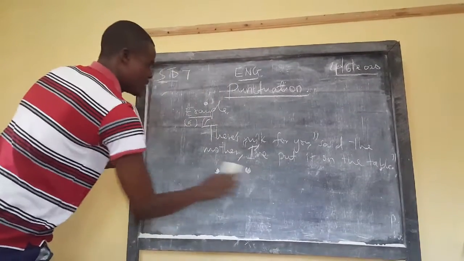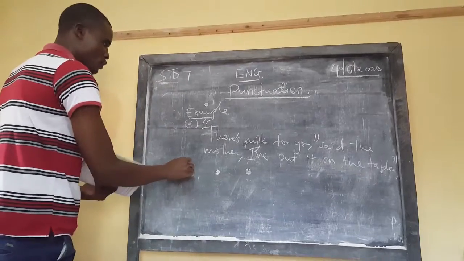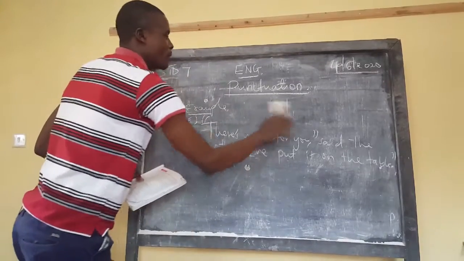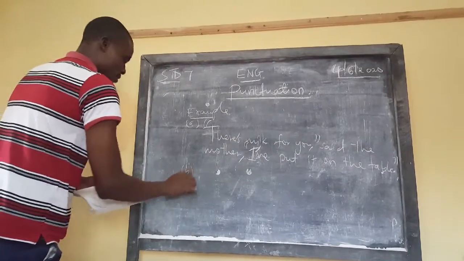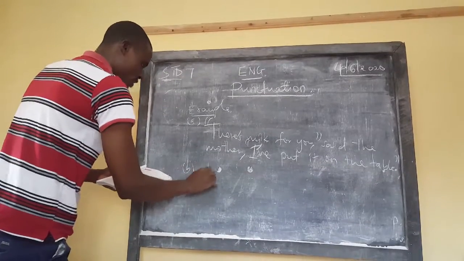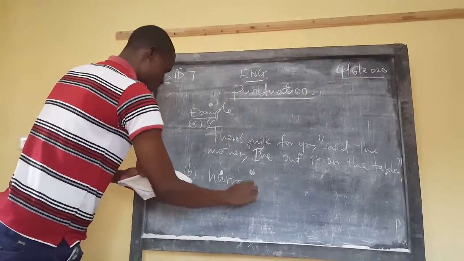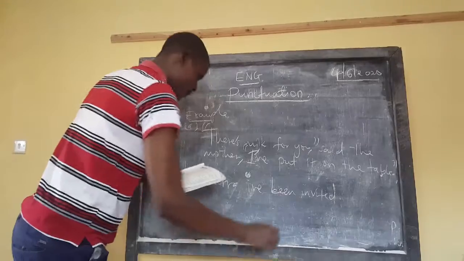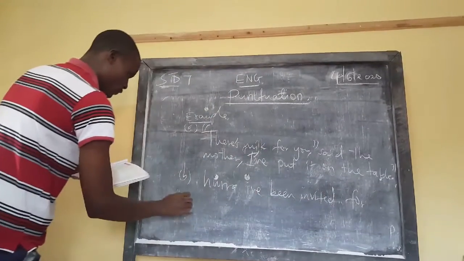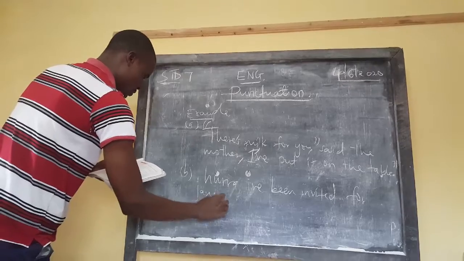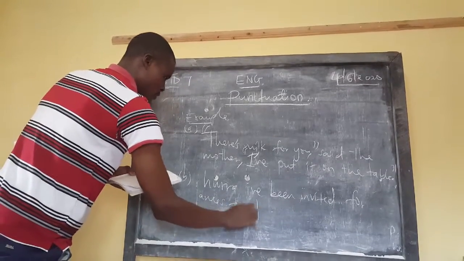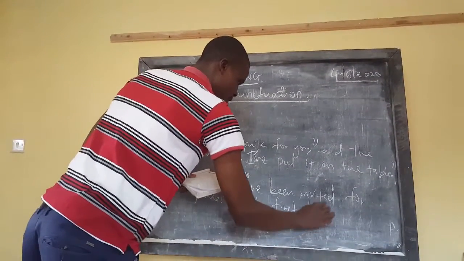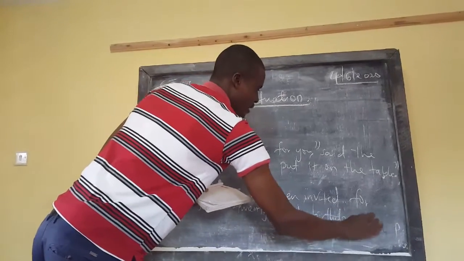Then the second one, hurrah. Hurrah is one of the interjections where we apply the use of the exclamation mark. You know them. On top of hurrah, bravo, and the rest. So here we have: Hurrah, I've been invited for James' 21st birthday party.